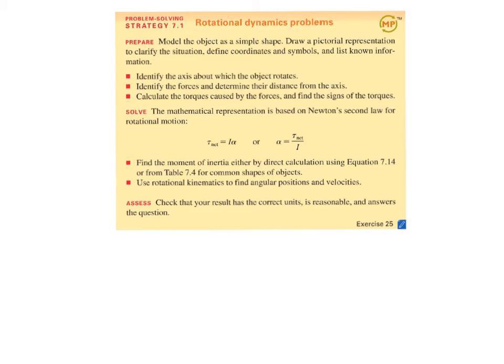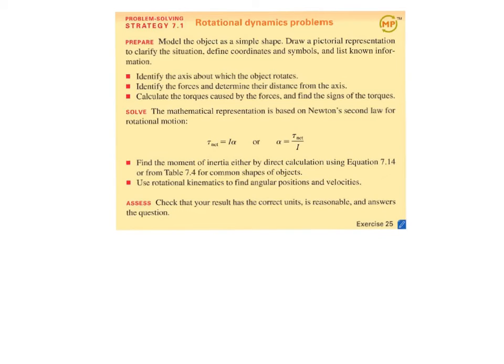So we have here a problem-solving strategy for rotational dynamics, and it's really similar to a problem-solving strategy for linear dynamics. You should really take some time to look at the examples given in the textbook, as the scope of the video here is really on the conceptual nature of this material. But essentially, when you go to solve problems of these, you want to first model that object as a simple shape. You want to draw pictures, define coordinates and symbols, and list known information. You want to identify the axis around which that object rotates, identify the forces, and determine their distance from the axis.